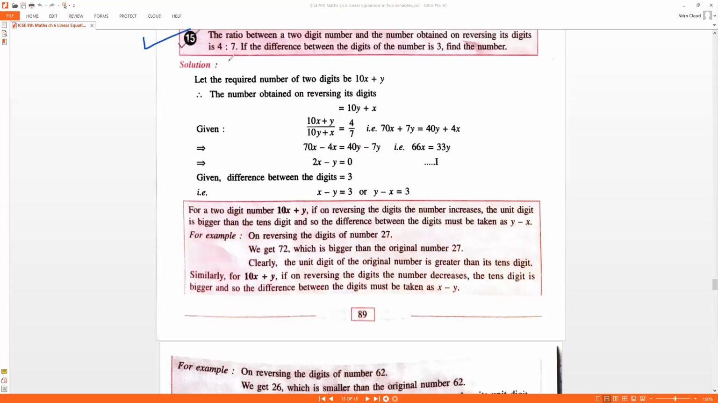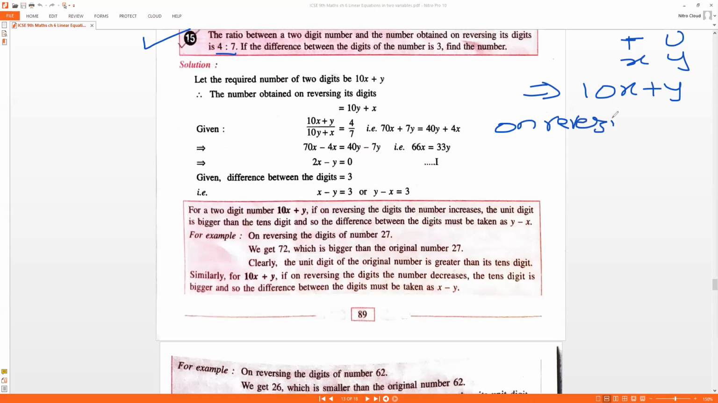Question 15, let's see. The ratio between a two-digit number and the number obtained on reversing its digits is 4:7. Okay, so again, we will say units and tens. Tens place be x, units place be y. The original number will be 10x plus y, right? 10x plus y, correct?